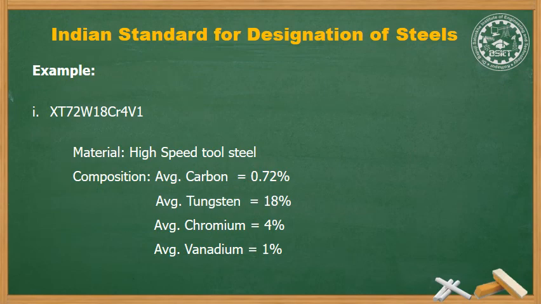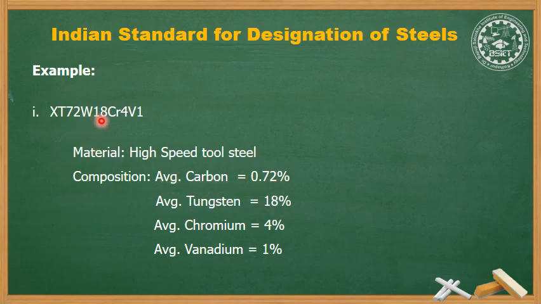In this example, the designation is given as XT72 W18 Cr4 V1. As the designation starts with XT, it belongs to the material high speed tool steel, and the composition will be like this. After XT, the number is 72. The number which comes before the alloying elements belongs to 100 times the percentage of carbon. So divide that 72 by 100, you will get 0.72. That will be your average percentage of carbon.